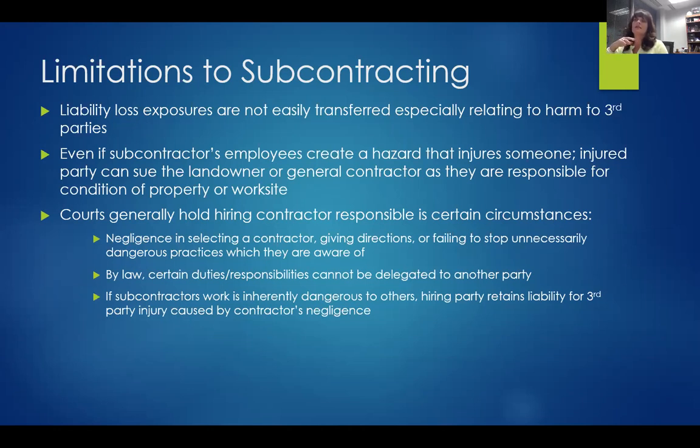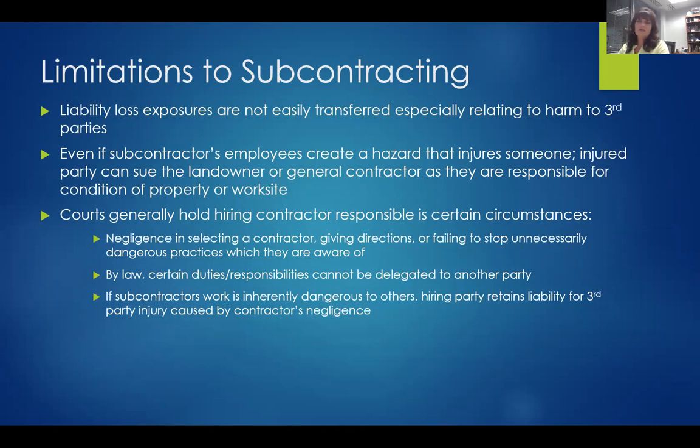Courts generally hold the hiring contractor or owner responsible in several circumstances. If you were negligent in selecting a good contractor, let's say you hired someone who did a poor job and doesn't have good safety requirements. Maybe you didn't give them clear direction. You failed to stop some work that you knew was highly dangerous, and they weren't following safety procedures and you were aware of them. That would not be able to be transferred to that third party.